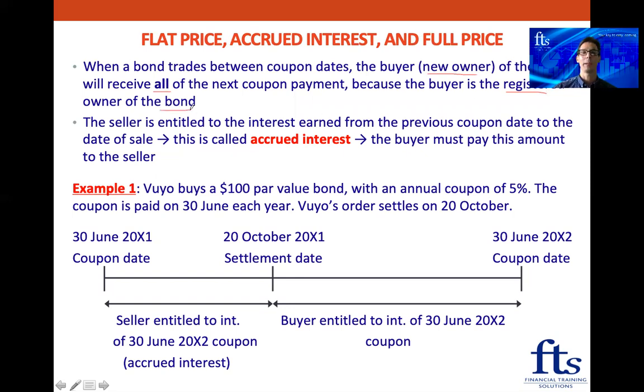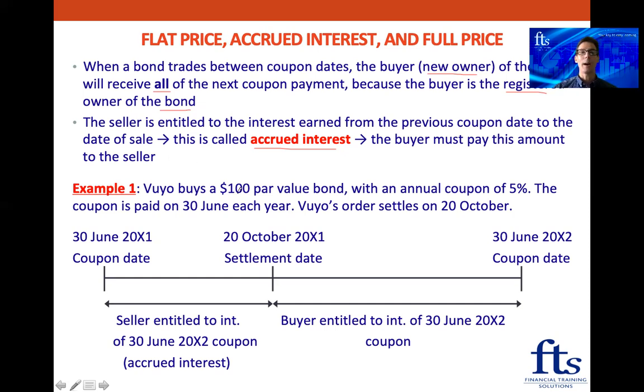So we have a little bit of a problem here, because the seller is entitled to the interest earned from the previous coupon date to the date of sale. And that's what we call the accrued interest. So this means that the buyer must pay this amount to the seller, because the buyer is going to get the full coupon, but the interest that the seller is entitled to, the buyer must give this to the seller. So let's try this example and we'll see how it works.